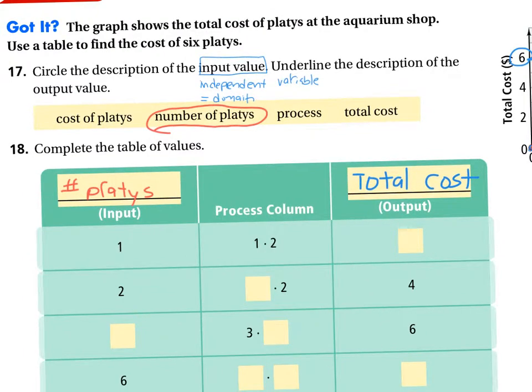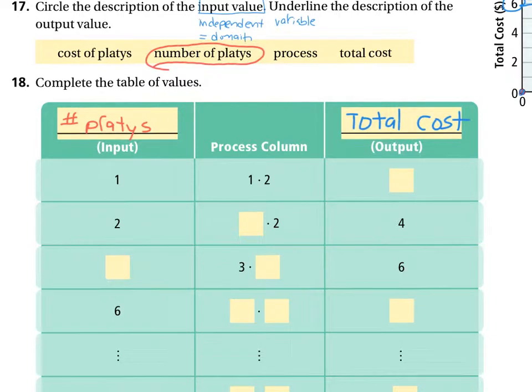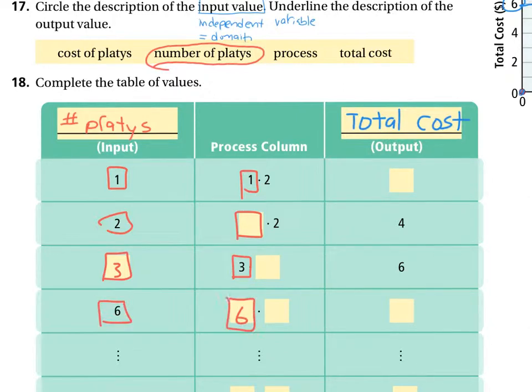Some things to consider is that the input is a 1, and it's going to show up in the column there as well. My input is a 2. It's going to show up in this column. Over here, my third is going to be right there. And the same thing goes true here. My 6 here is going to show up there as well. So the point of the process column is to take the values that I'm putting in, do something with it, and out comes my total cost.